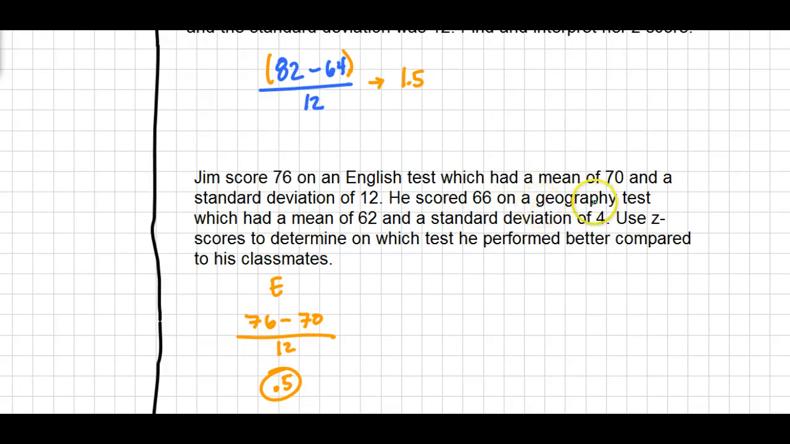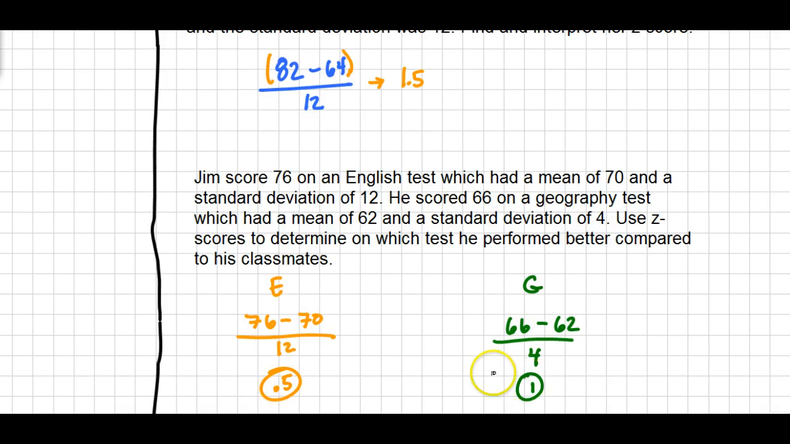And then we've got the geography test. He scored a 66. That had a mean of 62, and the standard deviation there was 4. When you do the calculation there, obviously we're going to get a 1. So we know that he scored 1 standard deviation above the mean. So again, the numbers here are very simple. We wouldn't really need a calculation to figure that out. We could have just looked at the numbers and determined that. Most of the time when you're working with the actual formula, the numbers will be a little bit more difficult because you'll have decimals to work with.